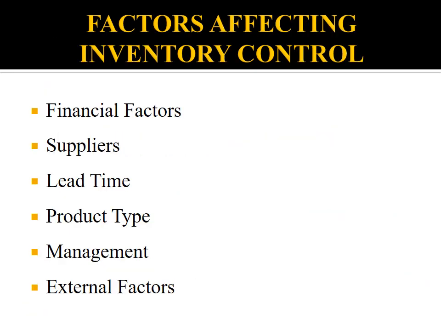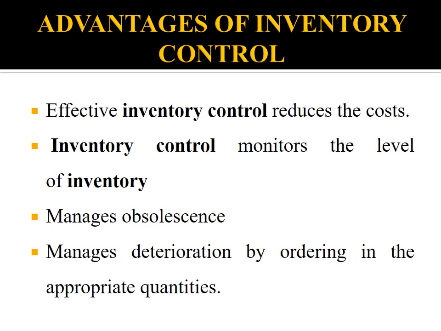Next are the factors affecting inventory control. The following are the factors affecting inventory control: the financial factors, the suppliers, the lead time, the product type, management, and external factors. The financial factors, such as the cost of borrowing money to stock enough inventory, can generally influence inventory management. So, these are the factors which affect the inventory control: the financial factors, the suppliers, the lead time, the product type, management, and external factors.